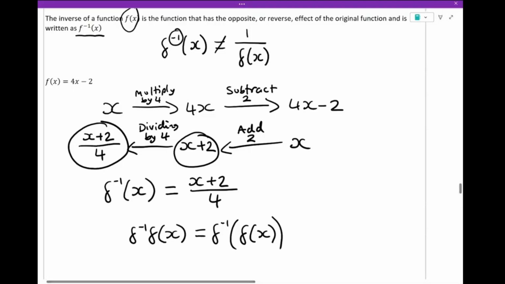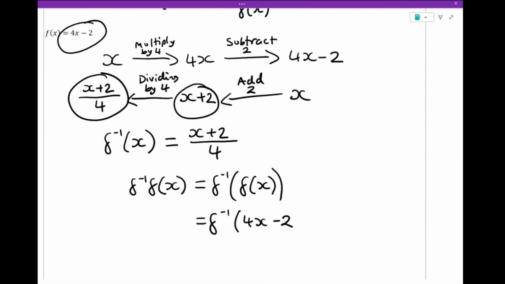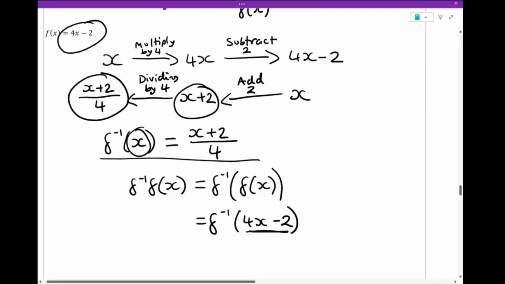So in order to do this, what I have to do is take f of x and substitute it into my inverse. So inside the brackets here, I'm going to replace f of x with the 4x subtract 2 it's equal to. So I have equals to inverse f of 4x subtract 2. And now what I have to do is go to inverse f, which is over here, and wherever there is an x, I'm going to replace it with 4x subtract 2.